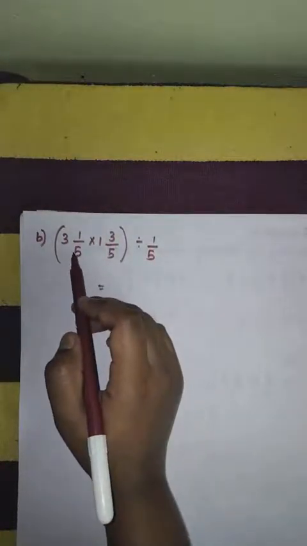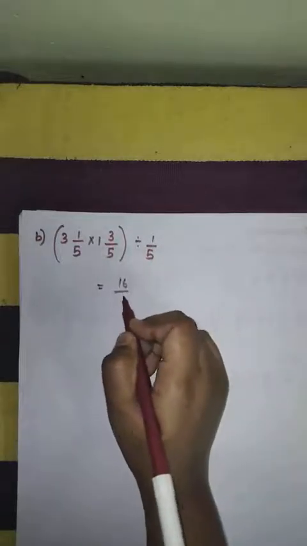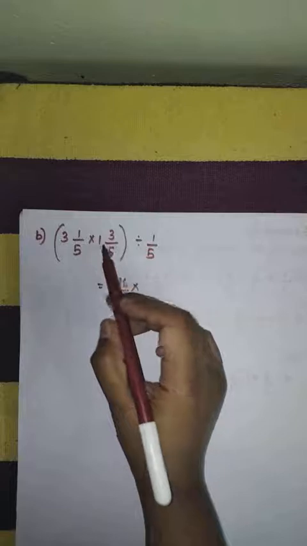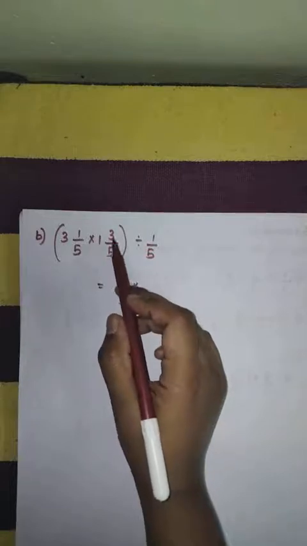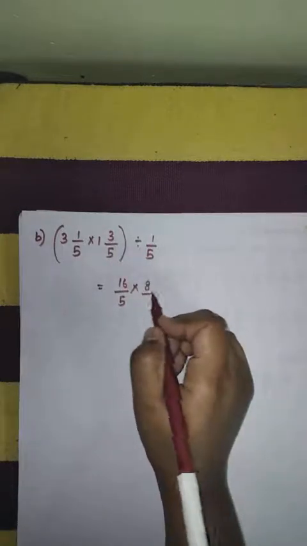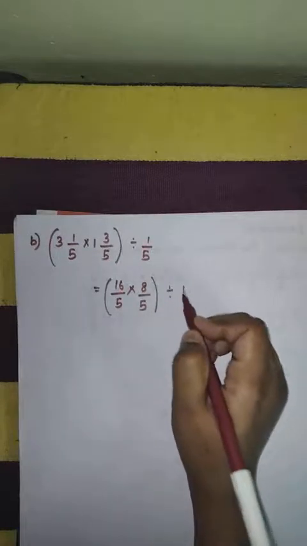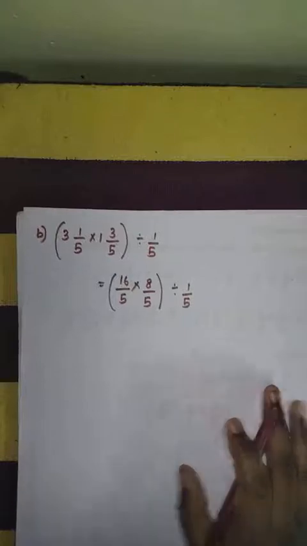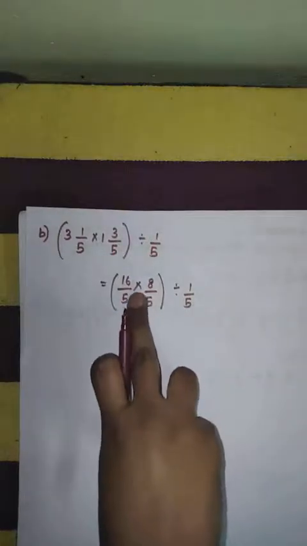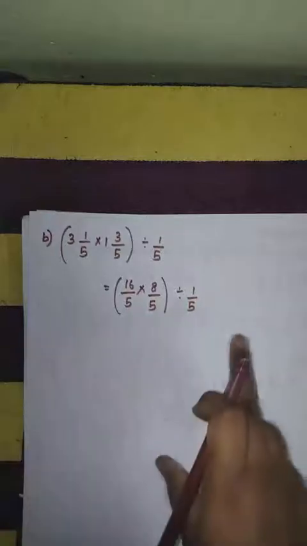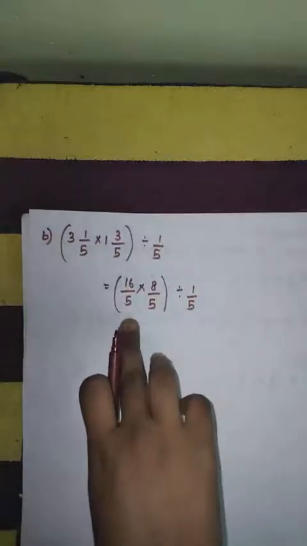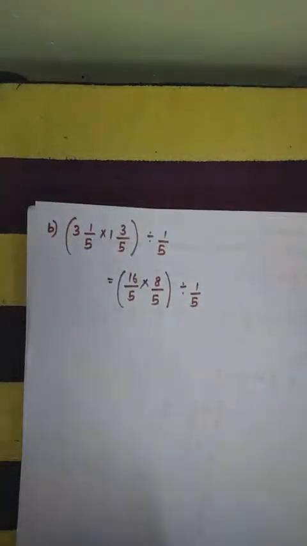3 into 5, 15. 15 plus 1, 16. So 16 by 5 into 1 into 5, 5. 5 plus 3, 8. 8 by 5 in brackets, divided by 1 by 5. Okay, this is your question. So see the question: multiplication and division, the same expression we are having. So we need to follow the BODMAS rule. Okay, what is the BODMAS rule?